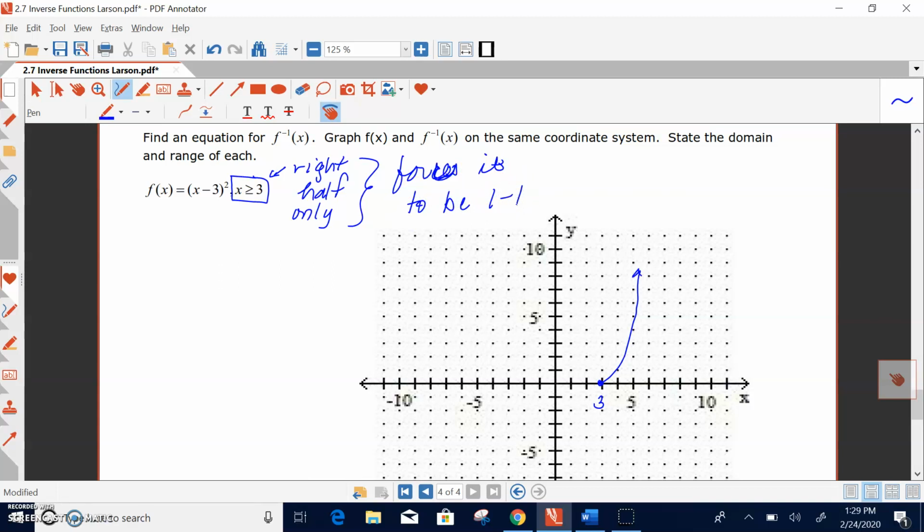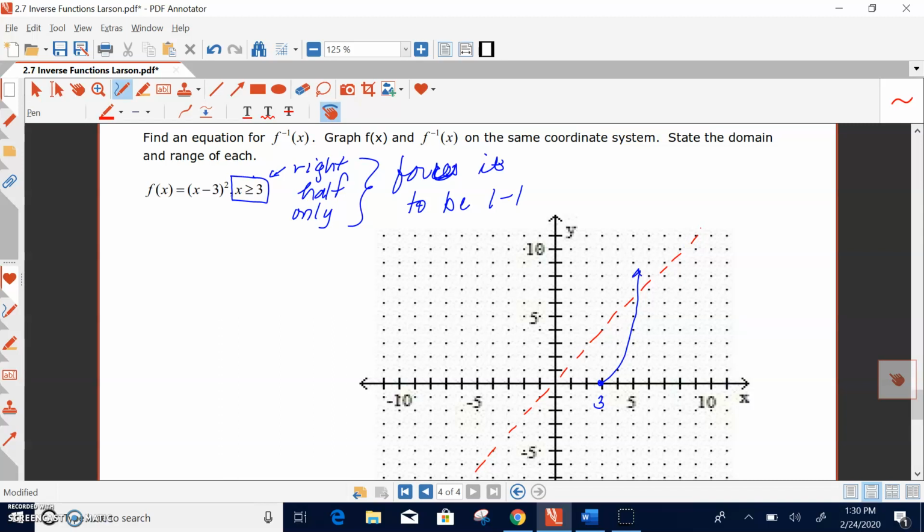So there is x minus 3 squared, the right half of a parabola. Okay, I'm going to go ahead and put in my line of symmetry. Remember, it's the line y equals x. It goes right through the first and the third quadrant. Okay, so I've graphed f of x.